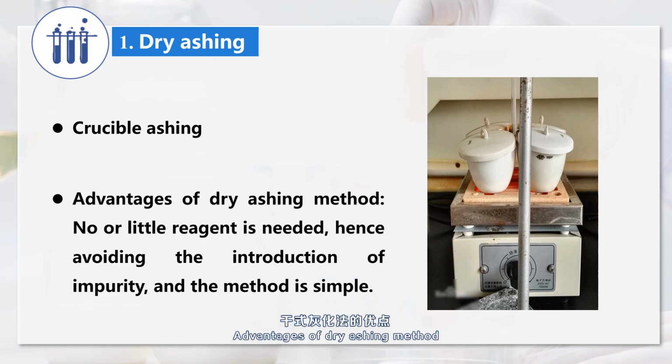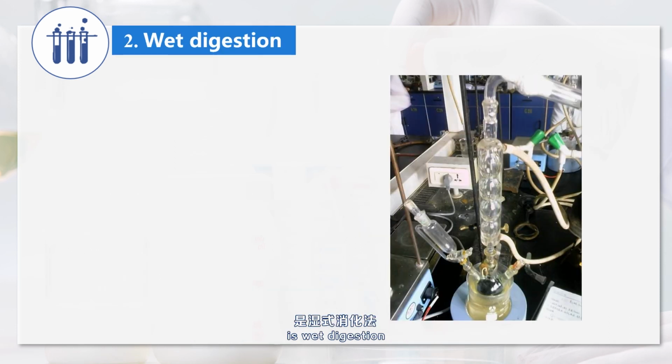Advantages of dry ashing method. No or little reagent is needed, hence avoiding the introduction of impurity, and the method is simple. The disadvantage is that there is sample loss caused by volatilization or sample adhesion to the wall of the container. The second method of organic sample decomposition is wet digestion.